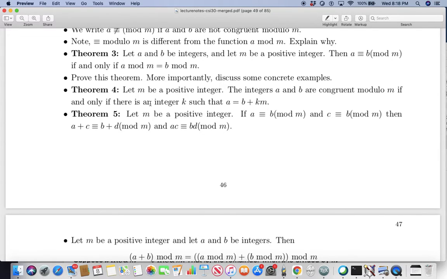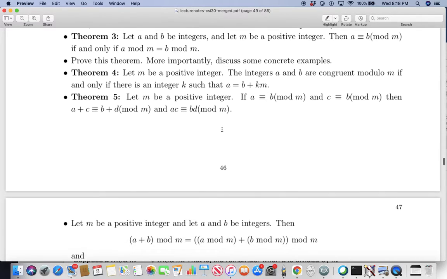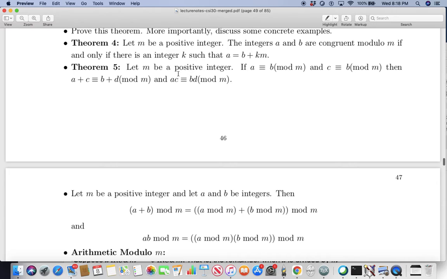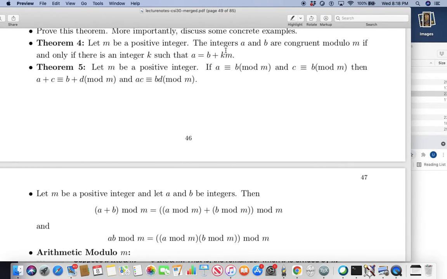Welcome back. Now here are some more results. Theorem 4, let m be a positive integer. The integers a and b are congruent modulo m if and only if there is an integer k such that a is b plus km.